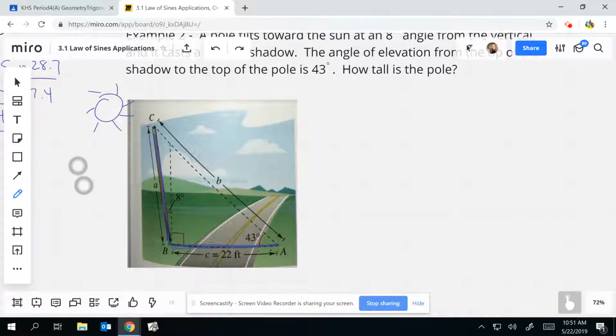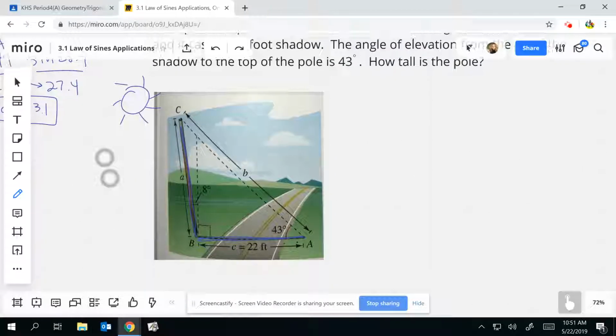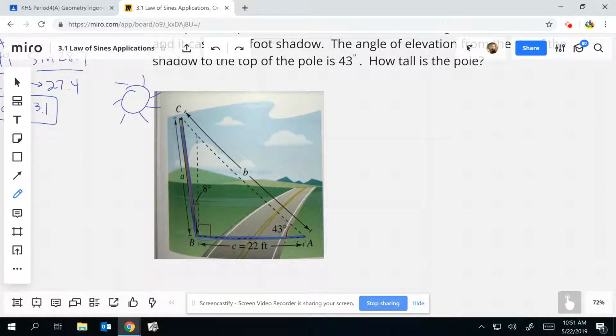So let's see what pieces we have. We've got angle A. They're asking us to find out how tall the pole is. So all we need to solve for is little a. We don't need to solve the whole triangle. We just need little a. They're giving us big A, so we have that, 43 degrees. So I know I'm going to need to put sine of 43 over little a. That's going to be 1 fraction.